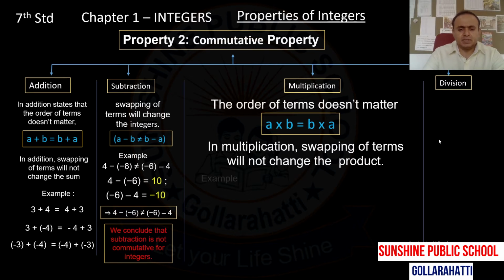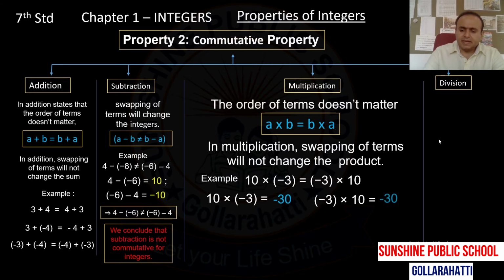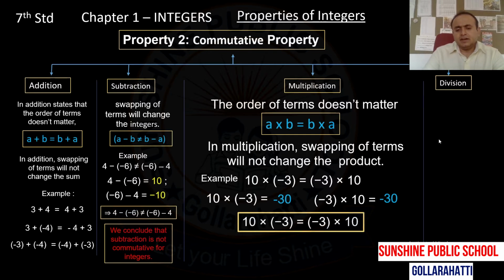Let us see with example. 10 into minus 3 is equal to minus 3 into 10. So 10 into minus 3 is minus 30. Again, minus 3 into 10 becomes the same, minus 30. So on both sides we got minus 30. So here 10 into minus 3 is equal to minus 3 into 10. That means it satisfies. Commutative property satisfies under multiplication.